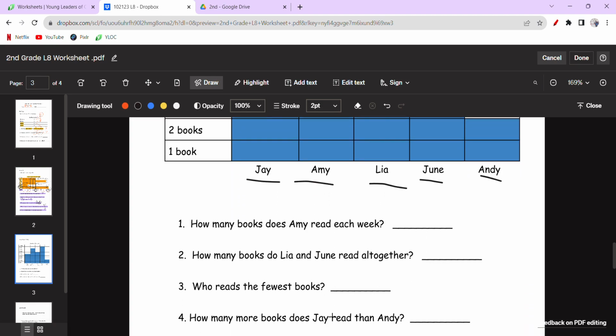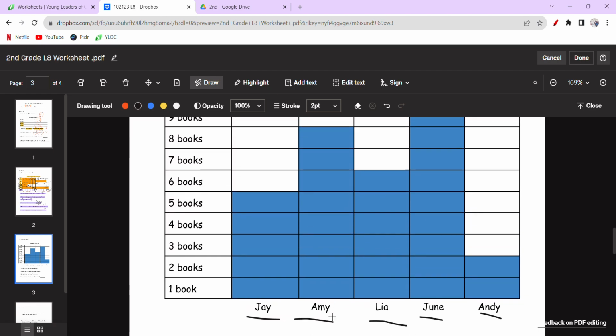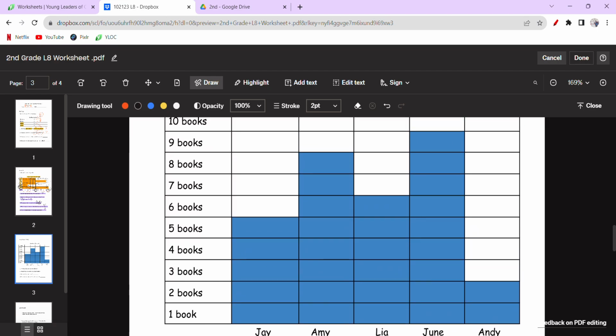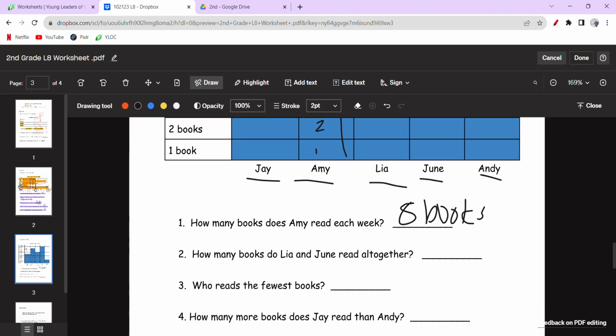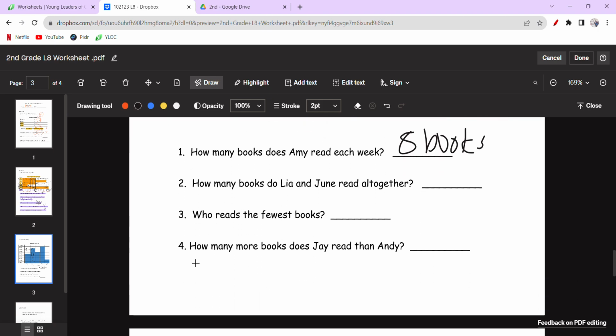Number 1, how many books does Amy read each week? Here again, you can either go here and then go sideways to find out how many books she reads, or you can just count them out. 1, 2, 3, 4, 5, 6, 7, 8. Either one works. So she reads 8 books. Very simple.